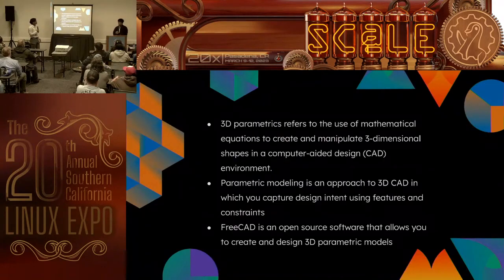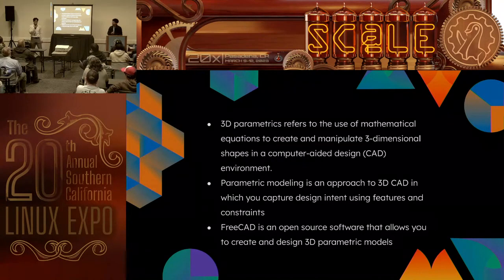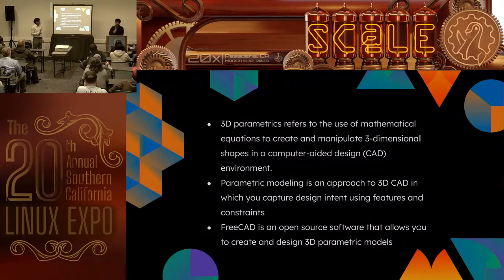Okay, now to wrap it up. 3D parametrics refers to the use of mathematical equations to create and manipulate three-dimensional shapes in a CAD, and CAD stands for computer-aided design, in case you were wondering. Parametric modeling is an approach to 3D CAD which allows you to capture design intent, and it allows you to use different features which relate objects to one another. And lastly, FreeCAD is an open source software that allows you to create and design 3D parametric models.